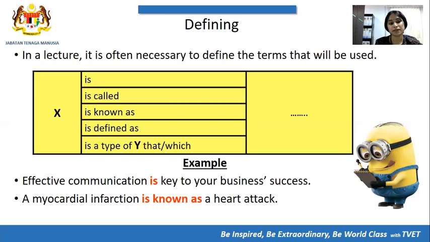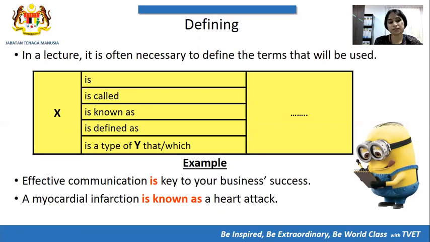All right, here I've listed a few defining signal words or phrases which you can use. For example, X could be the term that you're going to use in your presentation. So how are you going to define the terms? Like X is called, X is known as, X is defined as, X is a type of Y, that, or which. These are the defining signal words or phrases.